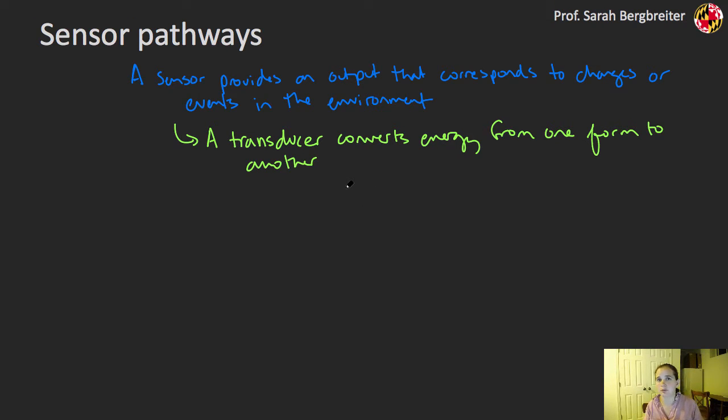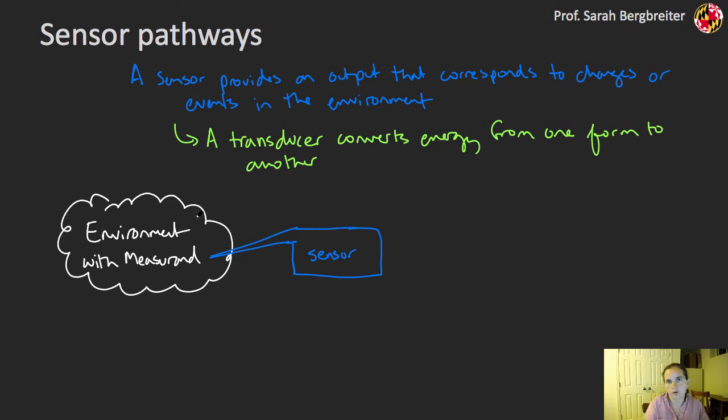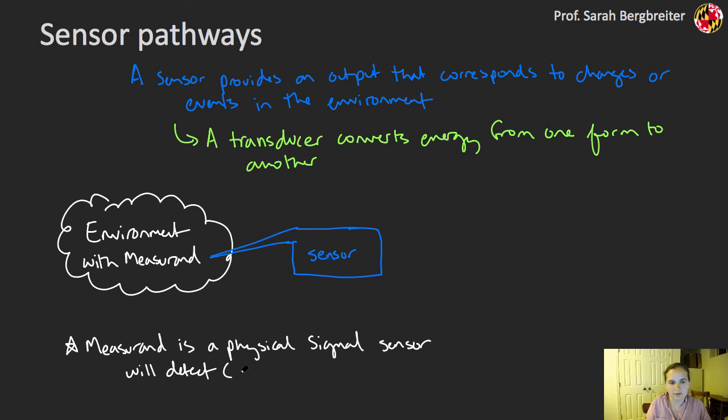I take an electrical input, for example, and I output some action on the world, whereas a sensor is often taking a signal from the environment, a pressure, a force, a temperature, and converting that to, for example, an electrical or an optical signal. So a more graphical depiction of this might be if you have an environment with some measurand, and the measurand is a physical signal that the sensor will detect. That might be something like light, or temperature, or pressure, or sound. Any of those things could be a measurand.